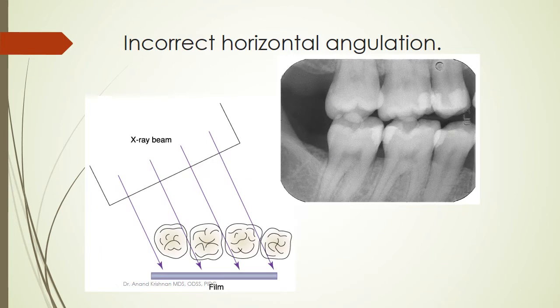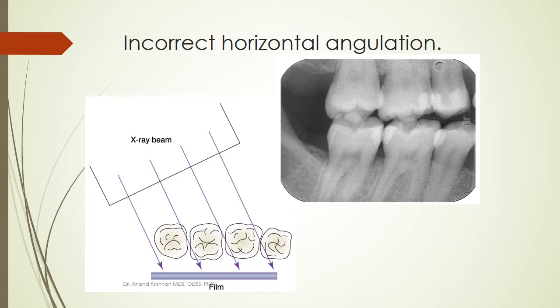Incorrect horizontal angulation occurs when the rays do not pass through the interdental areas. Here you can see on the radiographic image that the teeth are overlapping. The mesial cusp of the second molar is overlapping the distal portion of the first molar. You can see it especially in the upper and also in the lower. You can see that there is overlap.